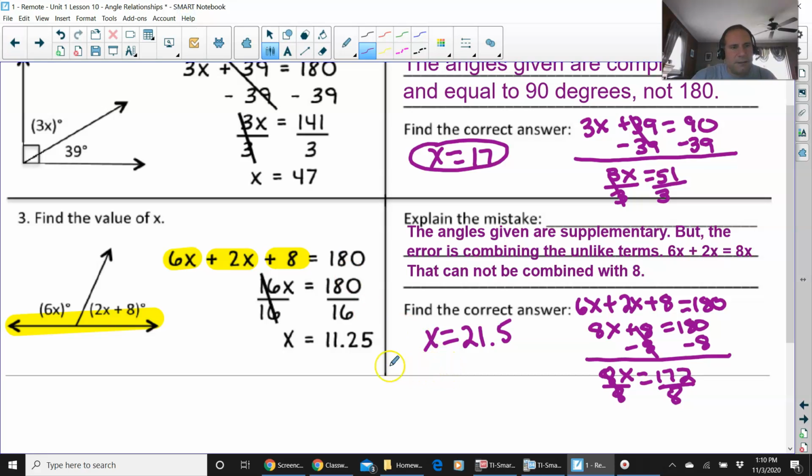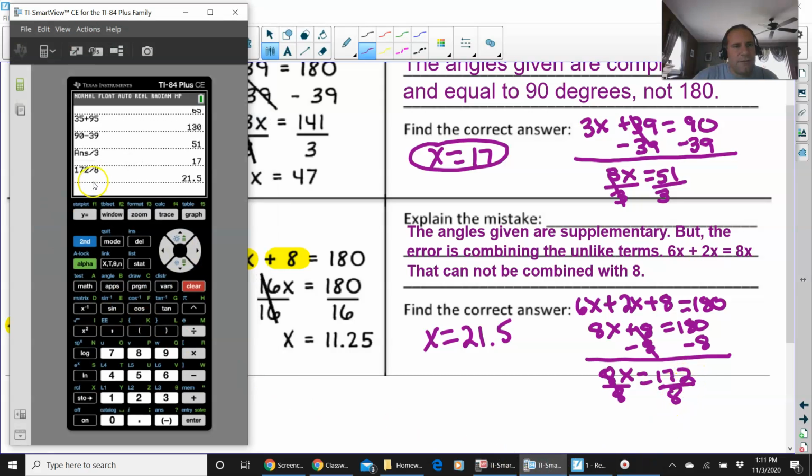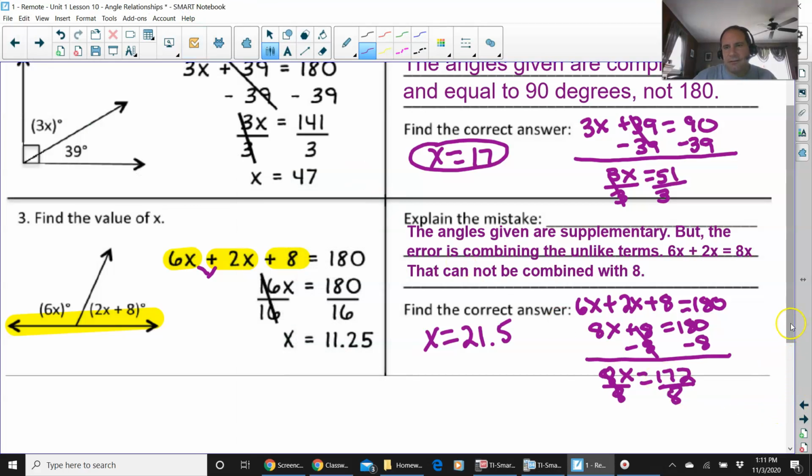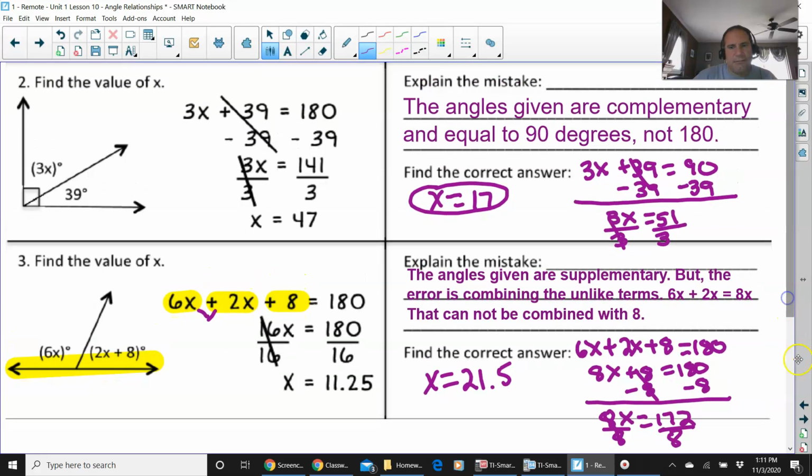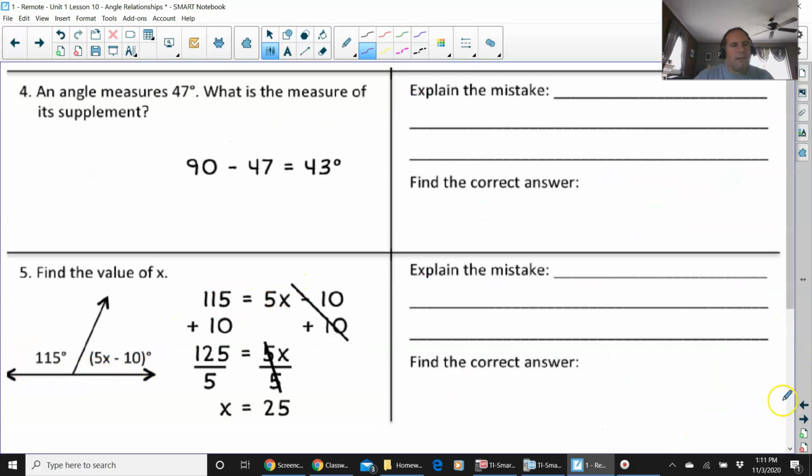All right. So 2x plus 8 plus 6x, we combine these like terms. There's 8x plus 8, you subtract 8 from each side, that's 172, and then you divide, and like the calculator said, 172 divided by 8 is 21.5. That was your answer, and those are the two answers that we have there. All right, the last two problems, go ahead and try them right now. You can press pause and we'll come back and review them.